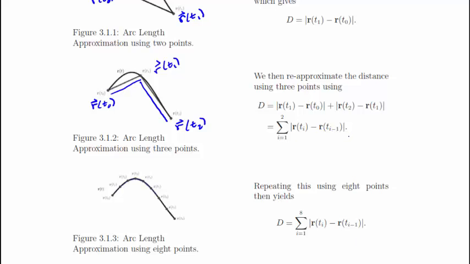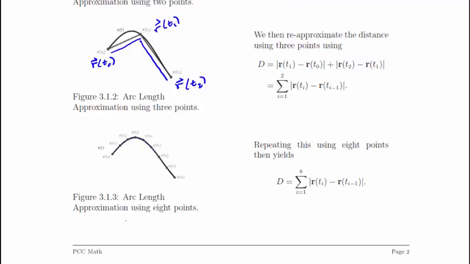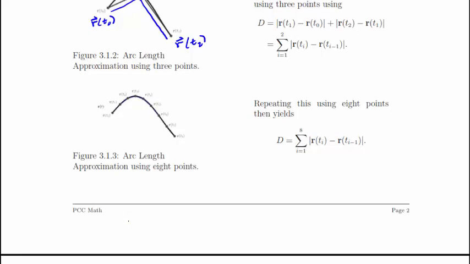We're taking the magnitude of the difference of each of these. So if I is 1, we're getting r of t sub 1 minus r of t sub 0. If I is 2, we're getting r of t sub 2 minus r of t sub 1. And we're going to be able to generalize this now for as many points as we want. So if we look at figure 3.1.3, we have the arc length approximation using 8 points.